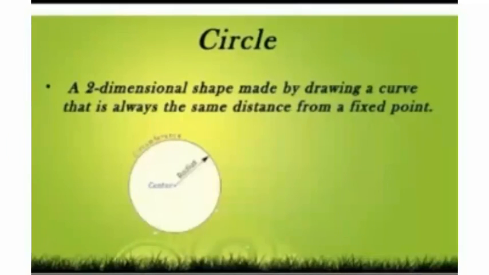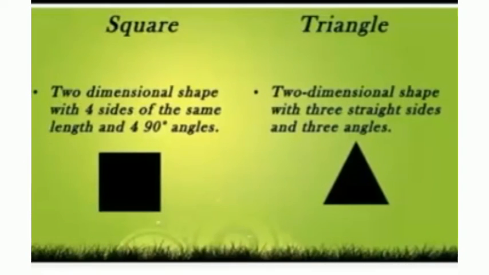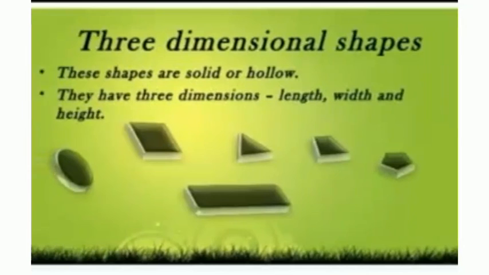Next, circle, a two-dimensional shape made by drawing a curve that is always the same distance from a fixed point. It is a circle. Next we have square, a two-dimensional shape with four sides of the same length and four 90° angles. Next, triangle, a two-dimensional shape with three straight sides and three angles.